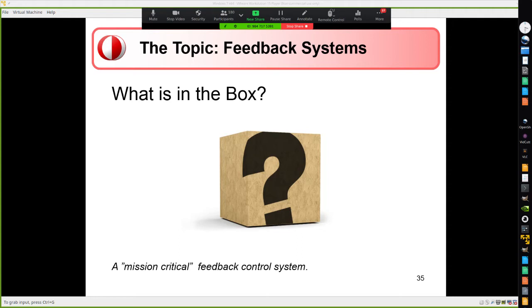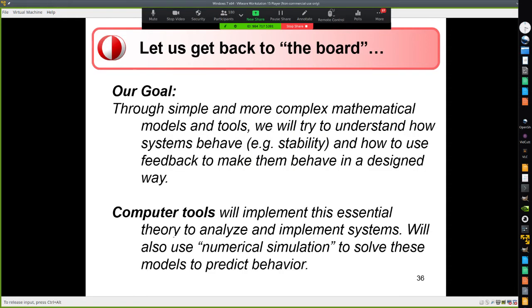Now let me conclude by reiterating our goal. Through simple and more complex mathematical models and tools, we will try to understand how systems behave in terms of stability, transient behavior, and steady state behavior, and we will also aim to learn how to use feedback to make them behave in a designed way.